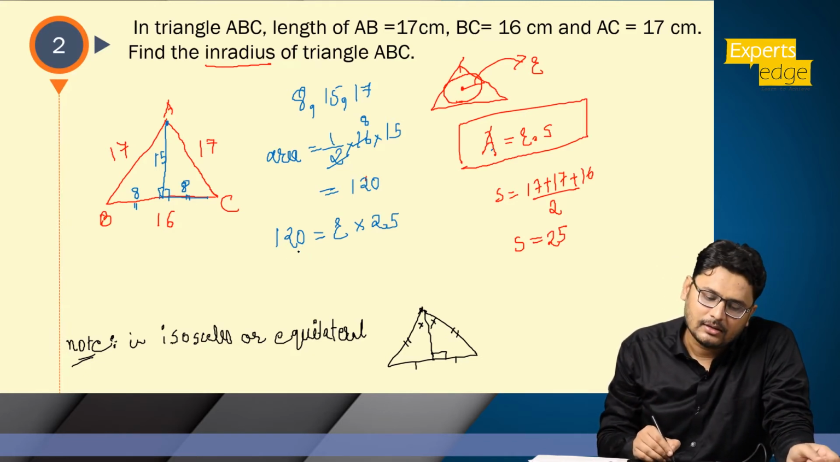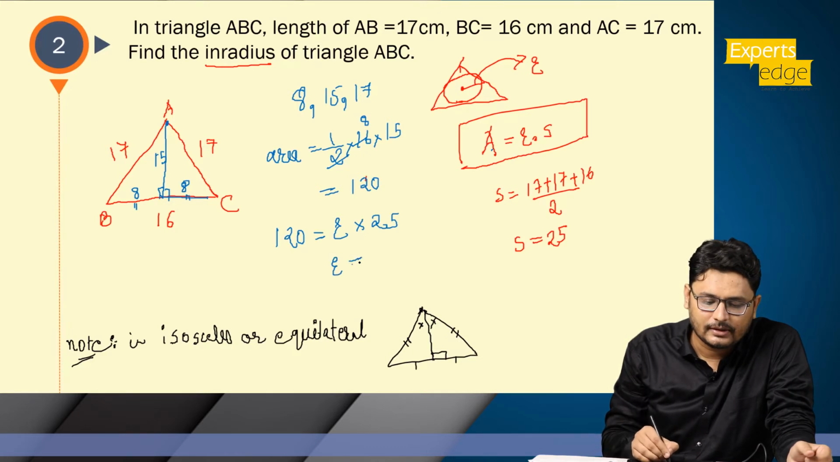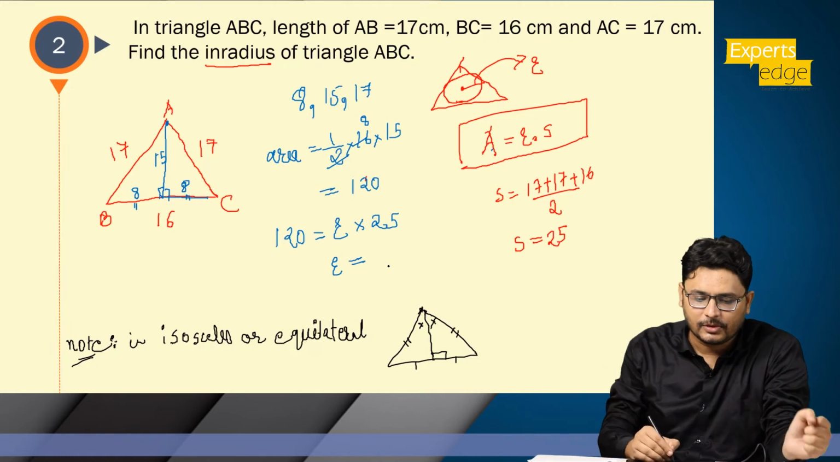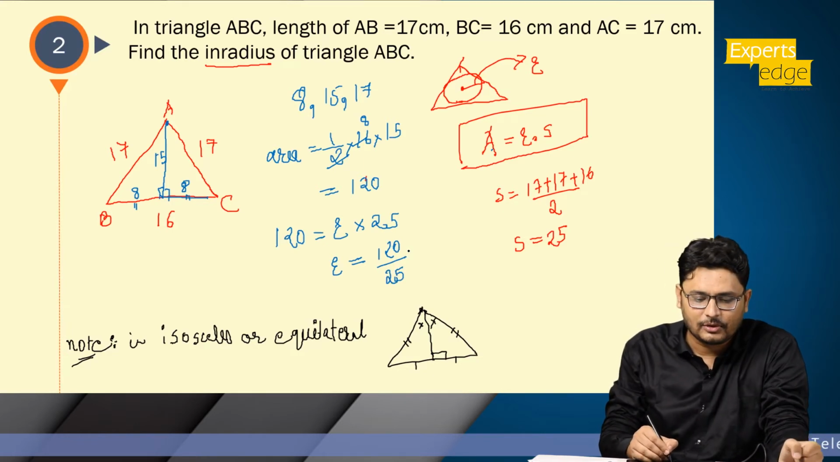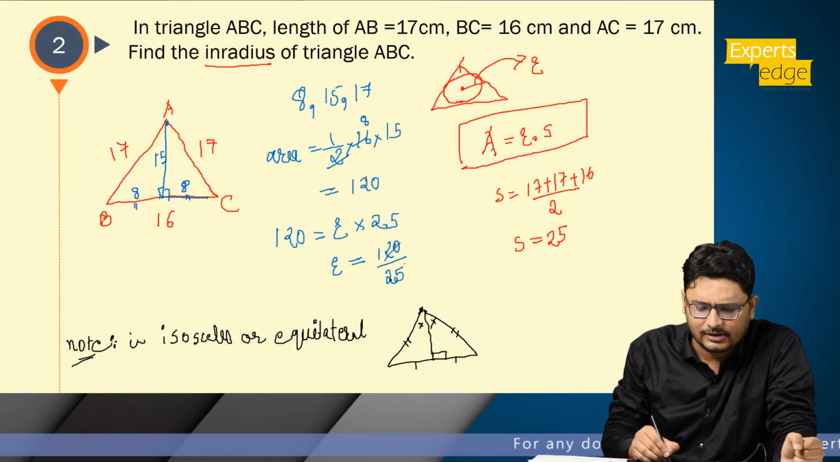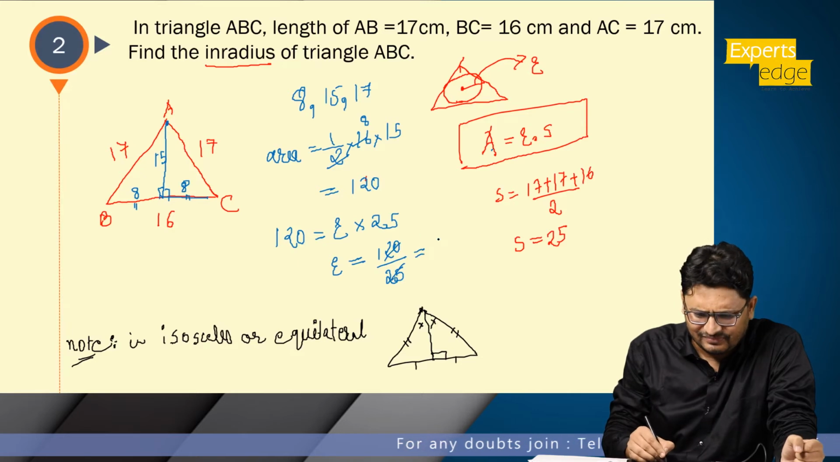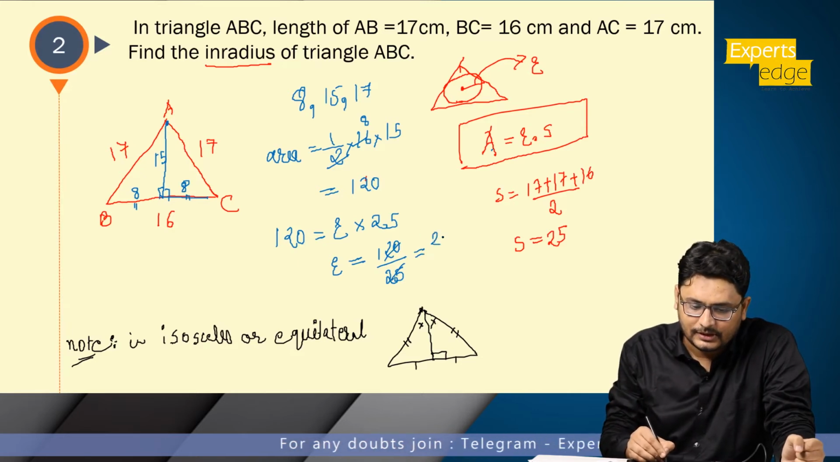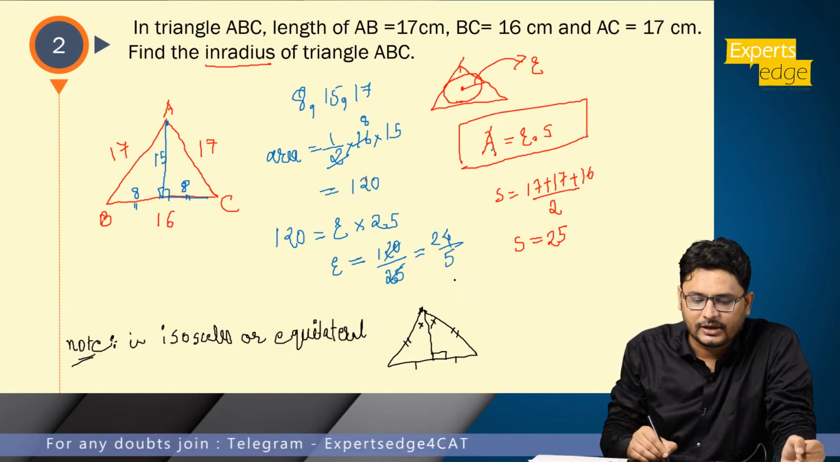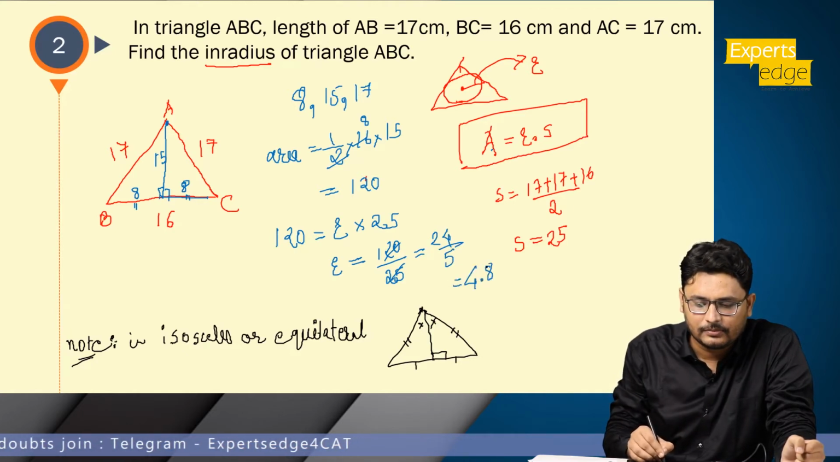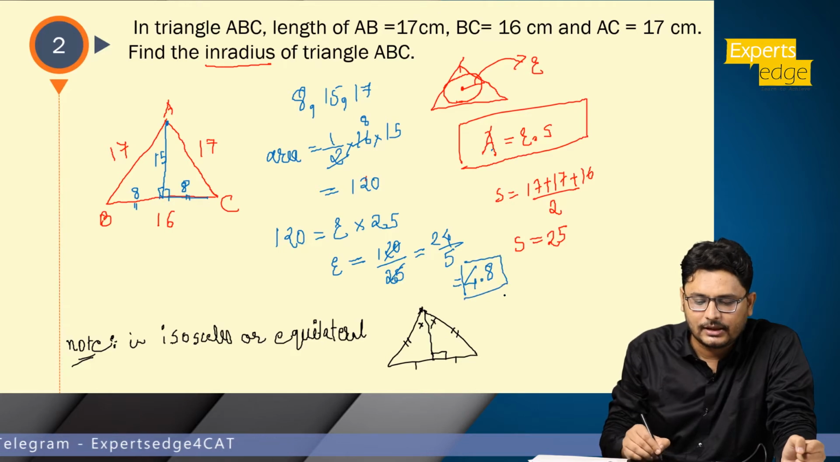So now 25, this will be how much? Sorry, not 8, this would be 120 by 25, right? So how much will it come out to be? It will come out in some fraction, right? If I divide, 5 2s are 10 and 5 4s are 20, this is 24 by 5. So 24 by 5 is 4.8. So 4.8 is the inradius of this particular question, my answer.